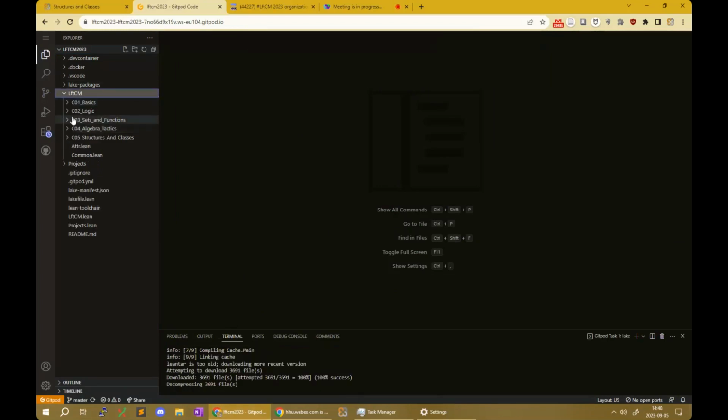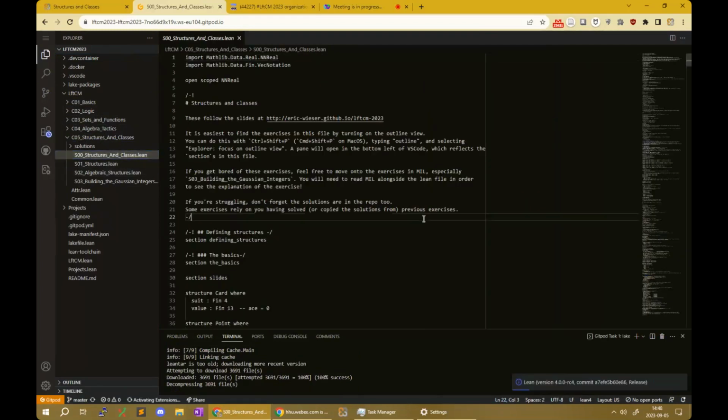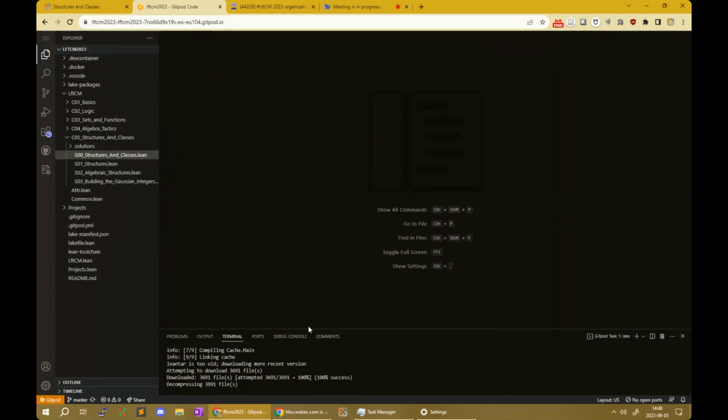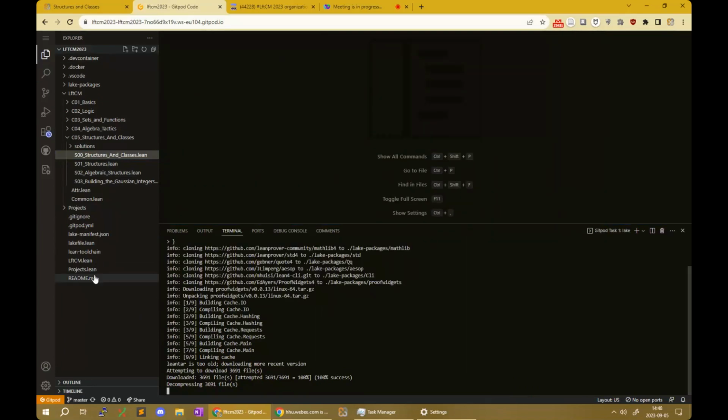Yeah, so in here there are structures and classes. There's this S00. And the trick I want to show you once this loads, I think I've committed the crime of opening a Lean file while the cache is being fetched. I should have opened this earlier. Any further questions while this is loading?